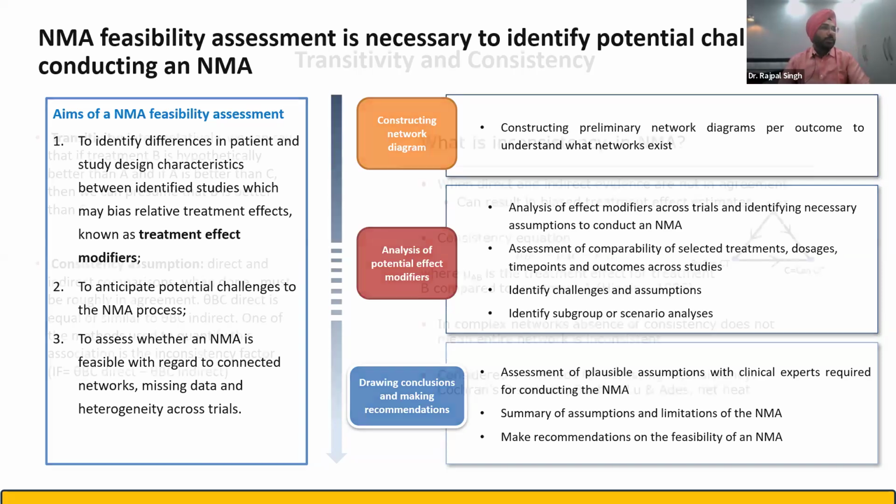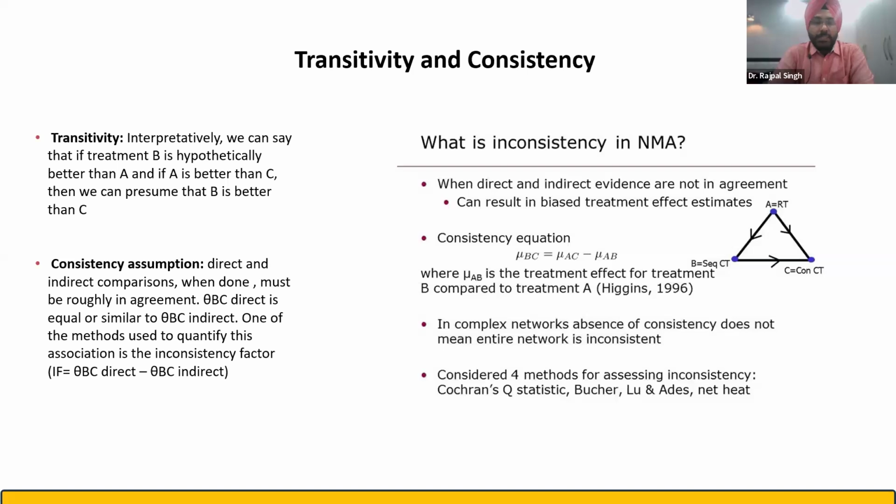So let me move fast. We check for the transitivity and consistency. Students, please take care that these terminologies might be new to you, but you can go through this recording again and write down the definitions of transitivity and consistency. These terms will be helpful in your further practice as well. So transitivity, you can say that if treatment B is hypothetically better than A and A is better than C, then we can presume that B is better than C. This is clearly a mathematical comparison that we do with the clinical data.